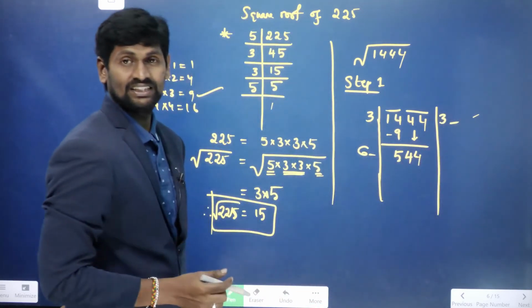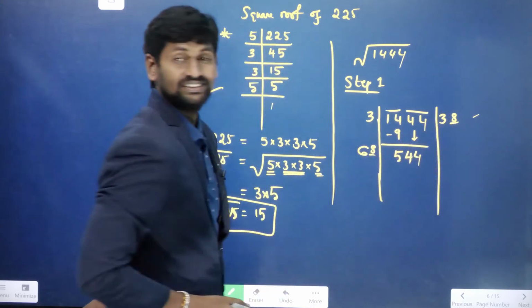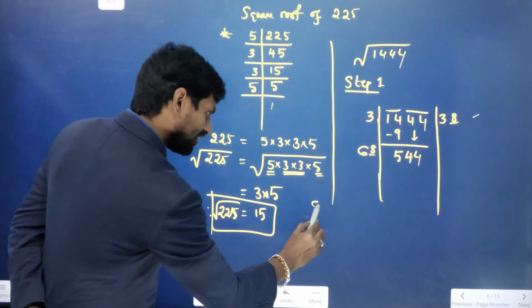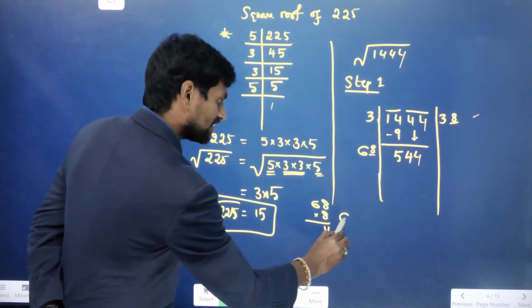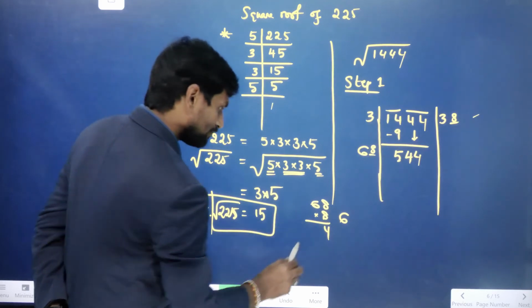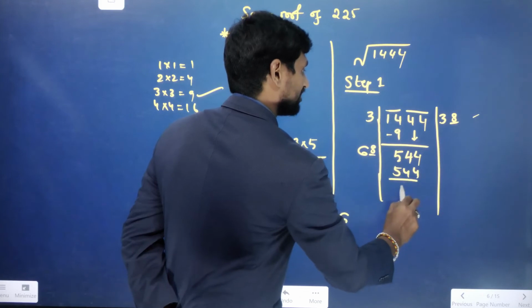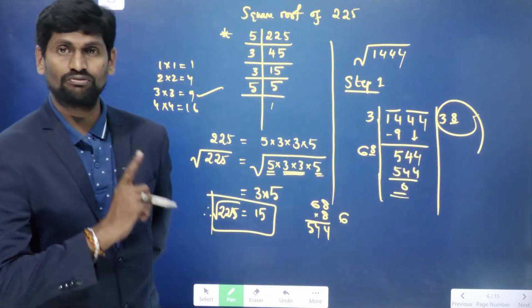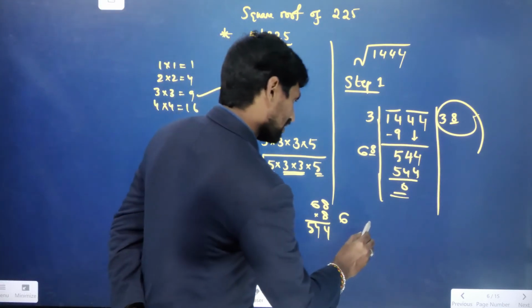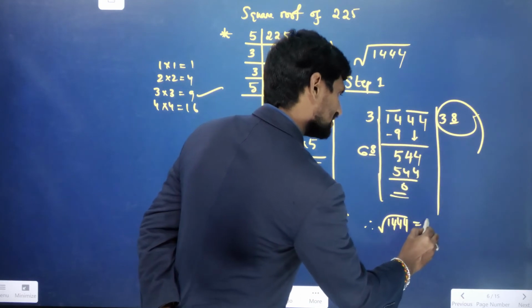Yes, 68 eights are. What is the value of 68 eights? 8 eights are 64, 6 eights are 48 plus 6, 54. Exactly 544. Remainder 0. Therefore 38 is the square root of 1444. Therefore the square root of 1444 is 38.